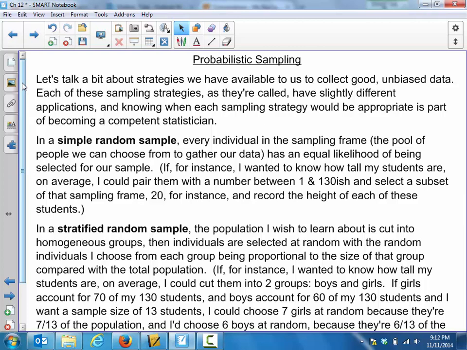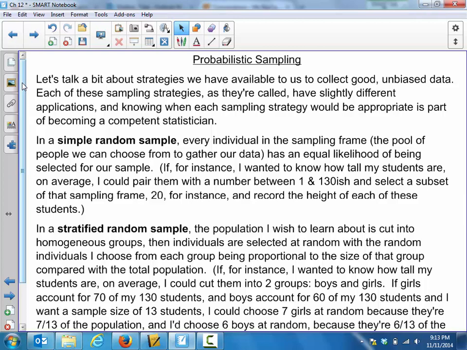Let's talk about survey strategies we have that are good and give us unbiased data. Each have slightly different applications, and knowing when each sampling strategy would be appropriate is part of becoming a competent statistician. Yeah, this just comes with experience. So the simplest survey strategy we have is a simple random sample, where every individual in the sampling frame, again, the pool of people we can choose from to gather our data for the survey, has an equal likelihood of being selected for our sample.